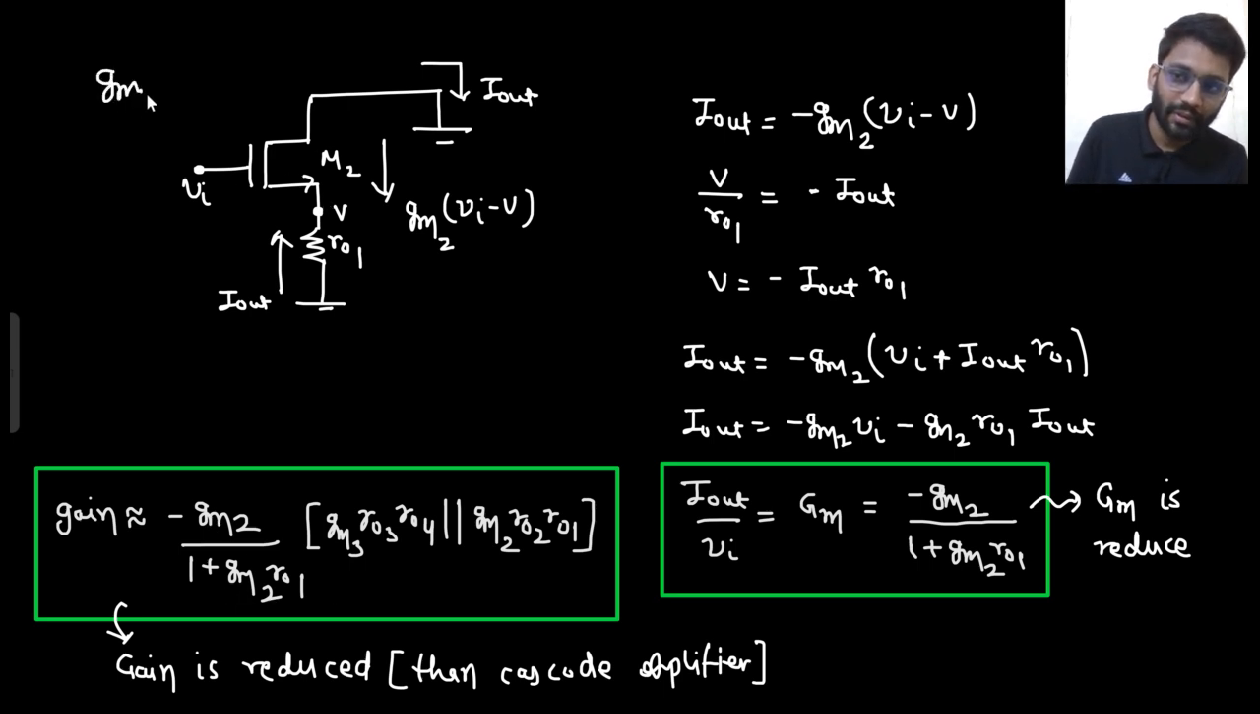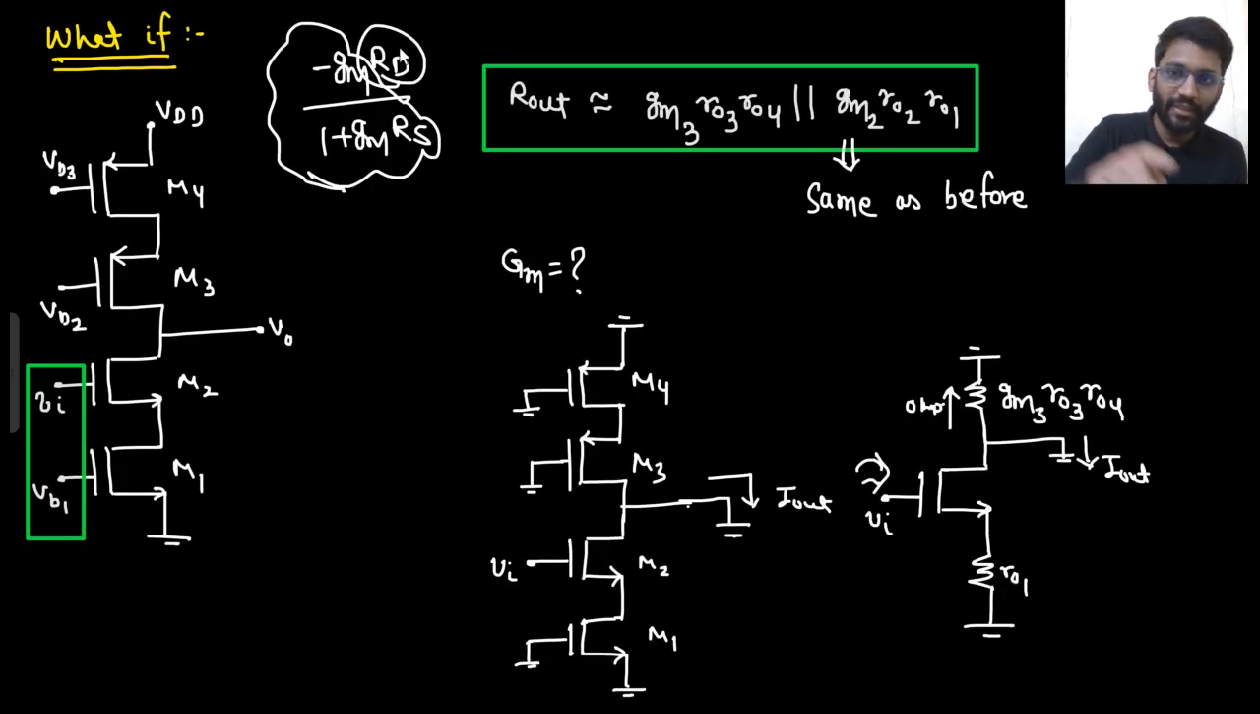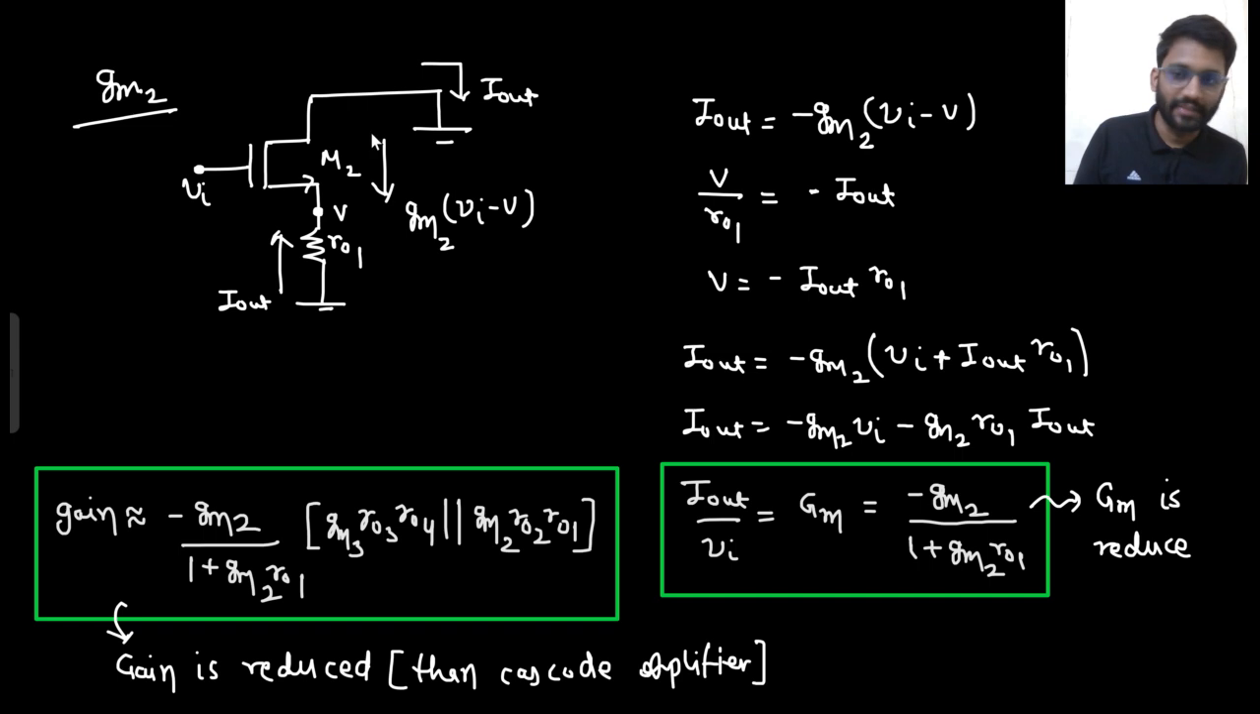GM2, GM upon 1 plus GMRS. GM2 upon 1 plus GM2 R01. So this is the GM2 upon 1 plus GM2 R01, and this was the output impedance.